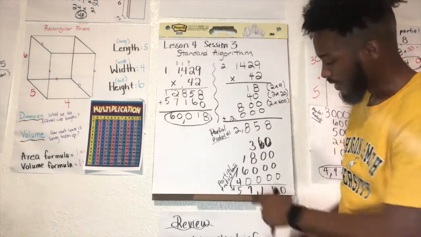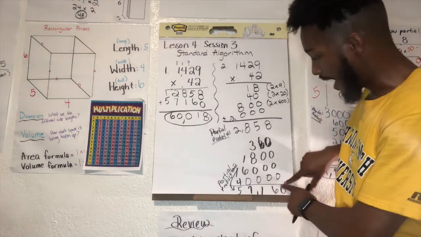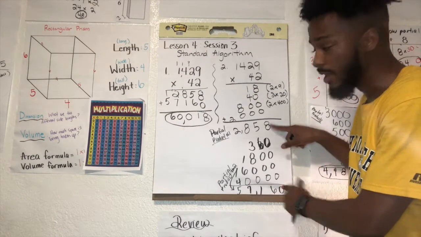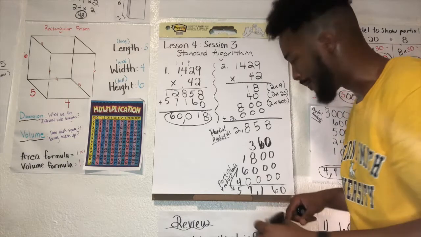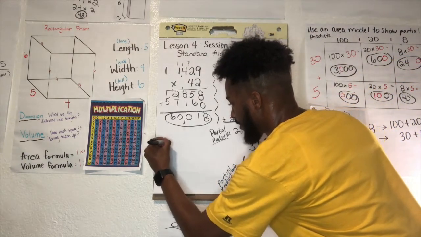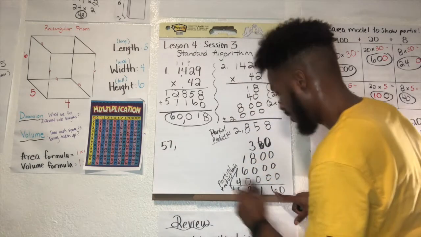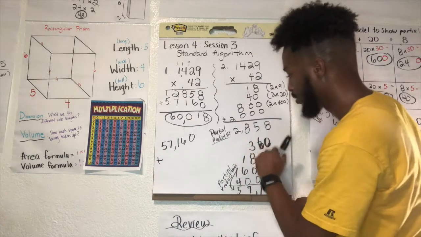Okay. If you said add the partial products, you are correct. And if I add these two partial products together, I should get that same product from example 1. So let's see what happens. I've got 57,160 plus 2,858.